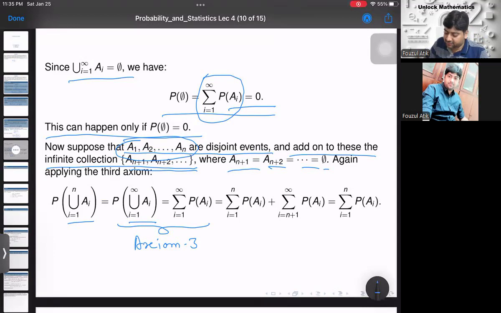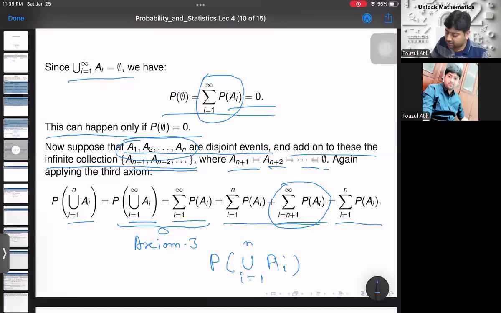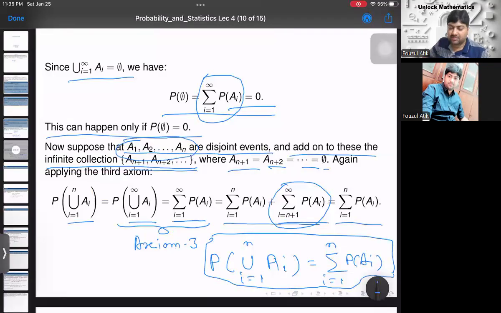And then, because this is an infinite sum, up to n it may have some value, but after n plus 1 onwards, it is 0. So I divide this infinite sum into two parts. One is up to n, and the other is from n plus 1 onwards. Therefore this part is 0. We have already proved it, and so I can have the probability of the union for i equal to 1 to n of a_i equal to the sum for i equal to 1 to n of P of a_i. So this we had in axiom 3 for an infinite collection, but it is also true for a finite number of disjoint events. I hope it is clear.